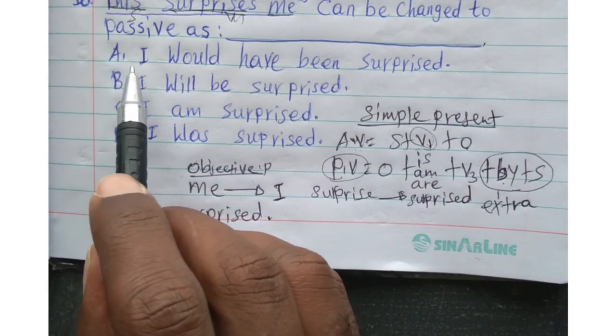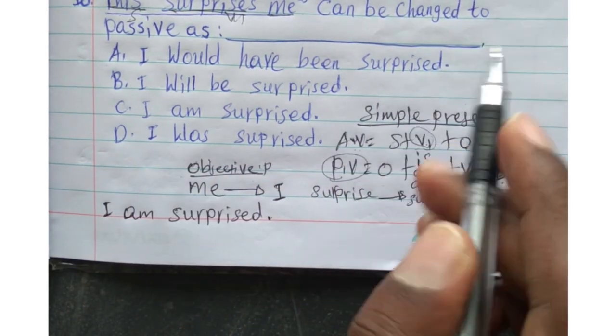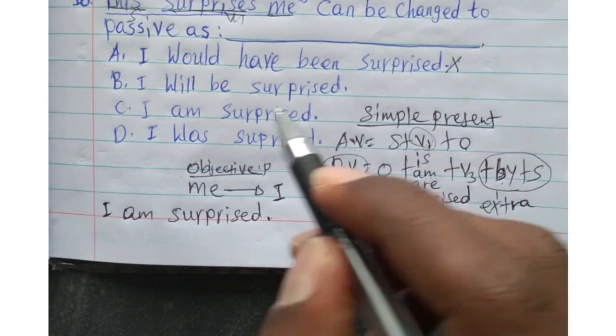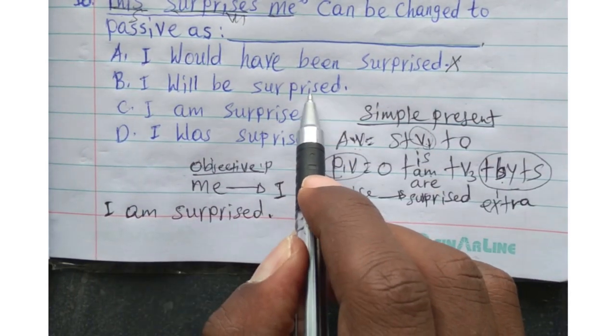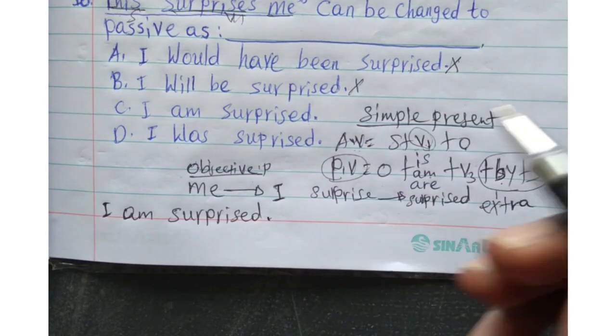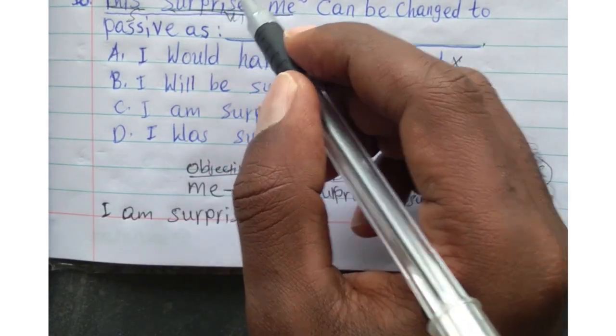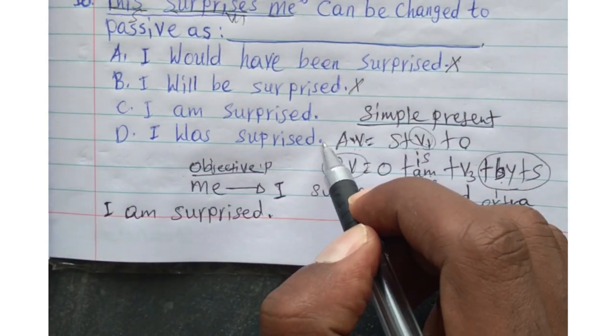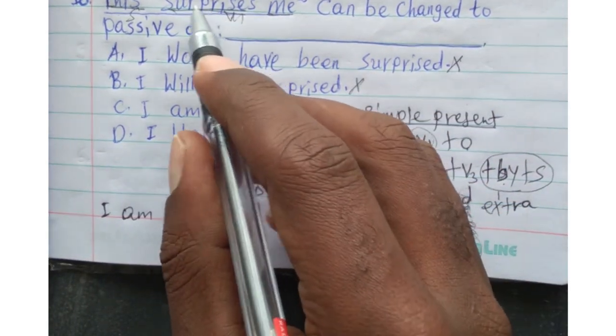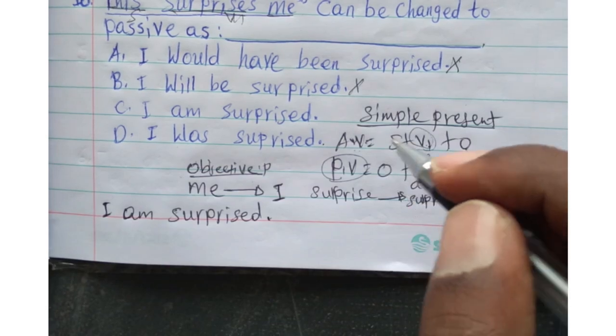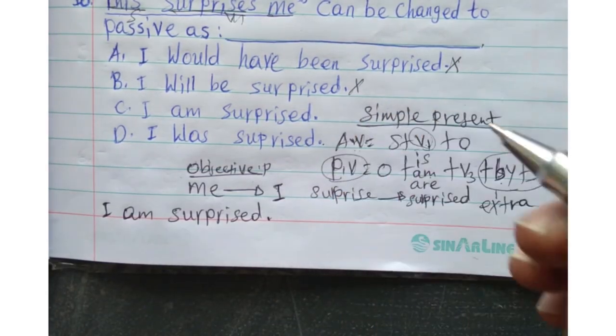So in this case, it says I would have been surprised. This can't be the answer. I will be surprised. No, this can't be. I was surprised. If it was like this, surprised me, the answer would be I was surprised. But in this case, since it is subject plus verb 1, the answer will be I am surprised.